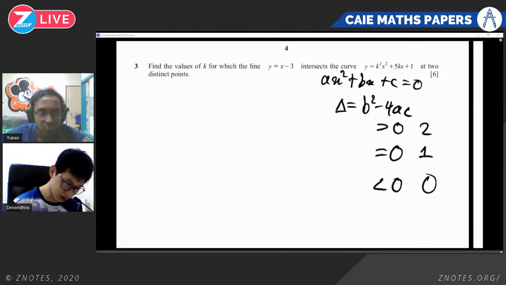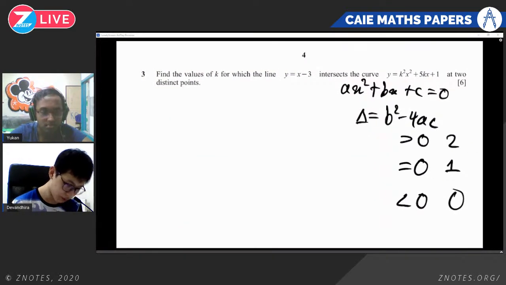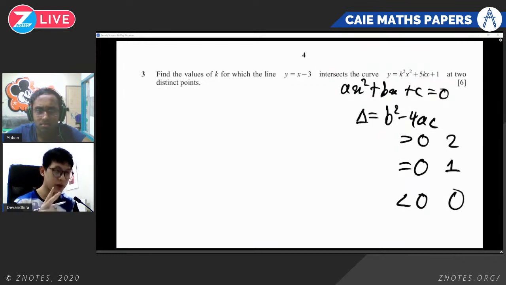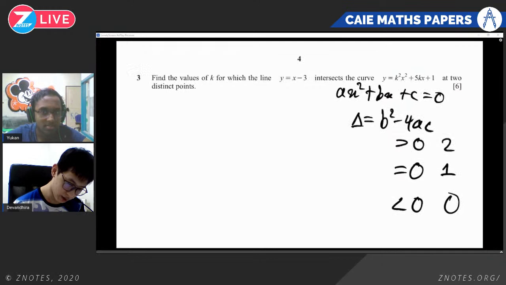So now let's solve this. We need to find the values of k for which these two intersect at 2 distinct points. What does that mean? So that means our b squared minus 4ac has to be more than 0. Exactly. So let's do that.